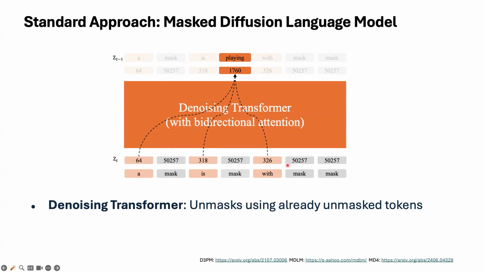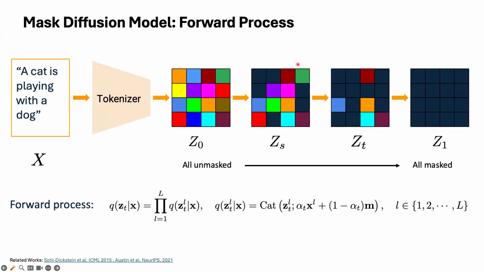There's no notion of before and after. Potentially, it could flip multiple things, not just playing. It could similarly decide to unflip this as well. In this example, it hasn't, but it could. And in the process, this is the way it flows.